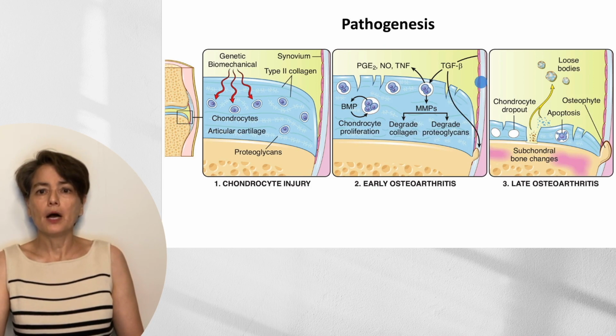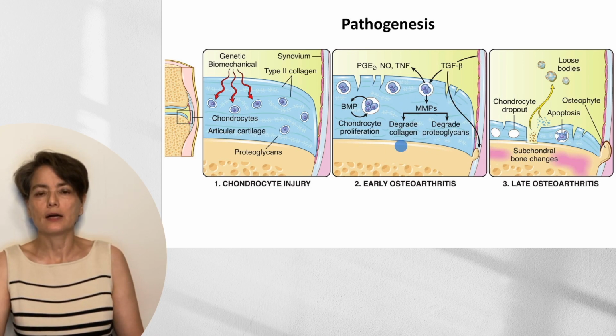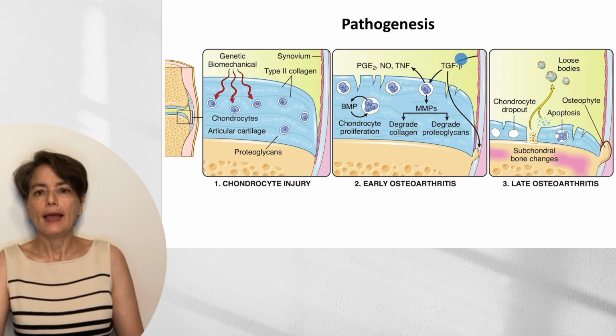The synovium can secrete TGF-beta, which will cause chondrocytes to release matrix metalloproteinases, which will lead to collagen degradation as well as proteoglycan degradation. And this TGF-beta is going to feed in here. We have an incipient osteophyte forming here.